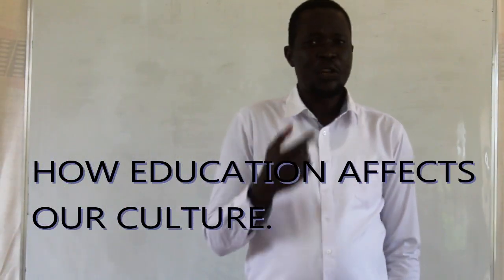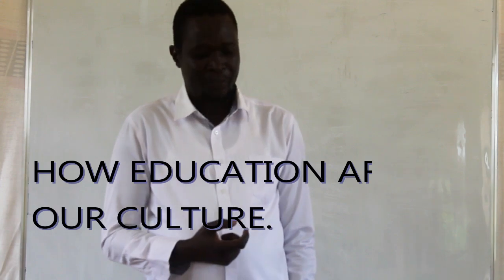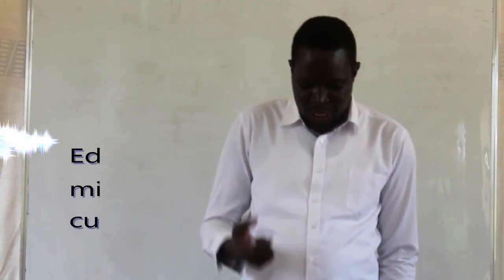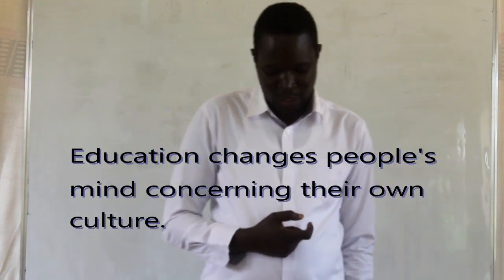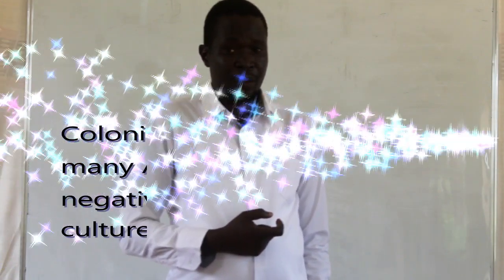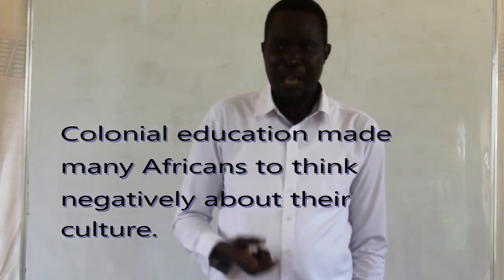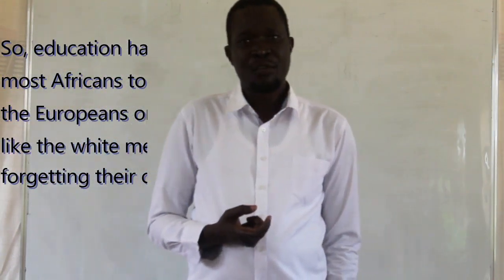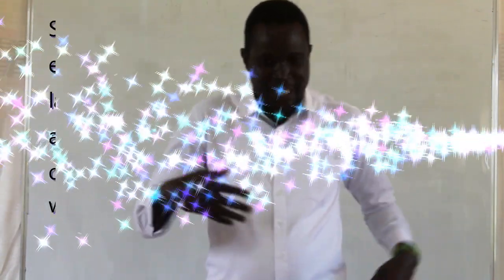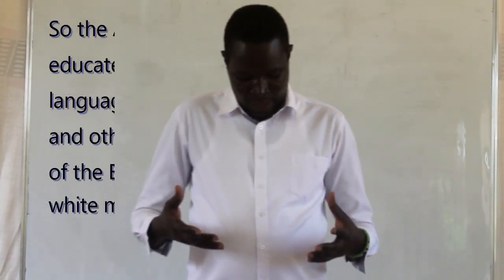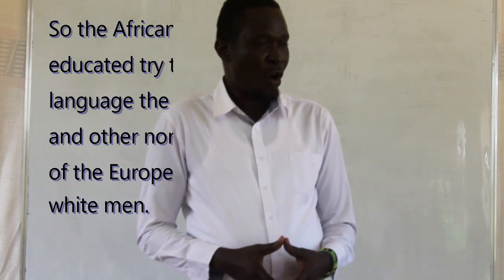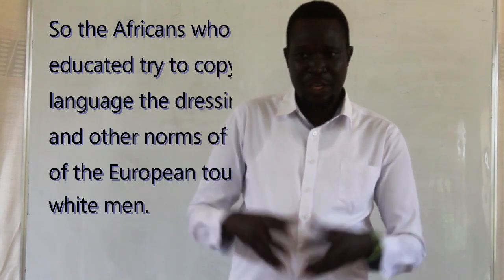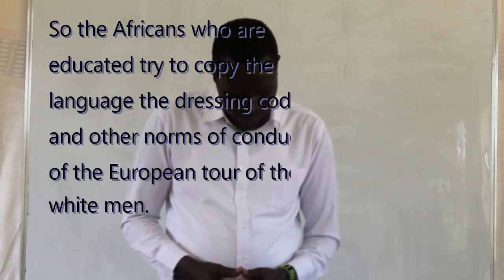Now the first one, education. How does education affect our culture? Education changes the minds of people concerning their own culture. Colonial education, as you remember, made the African people think very negatively about their culture. When someone is educated, they tend to copy the norms of conduct of the white man, because the education that we are undergoing is a Western type of education.